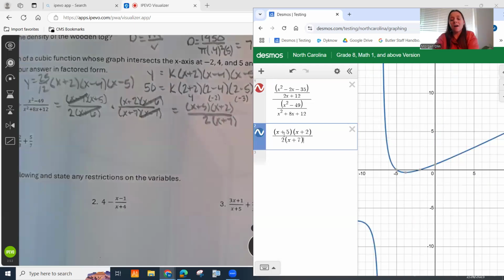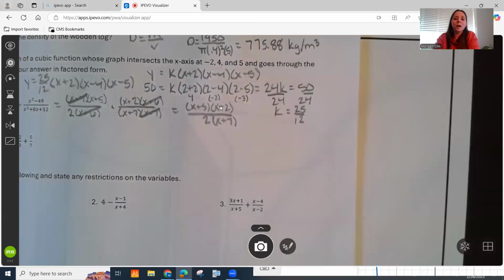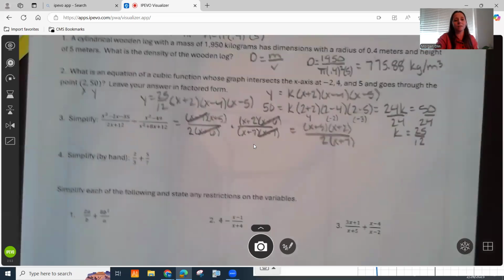All right, now is it the same graph? When I take the blue out, I see the red there. There you go. That's how you know if you did it correctly. Now, sometimes they'll multiply this numerator out if it's a multiple choice. Just be careful about that.